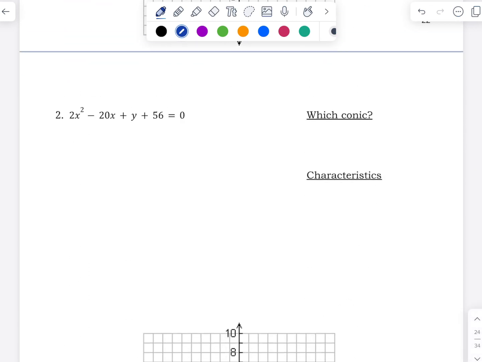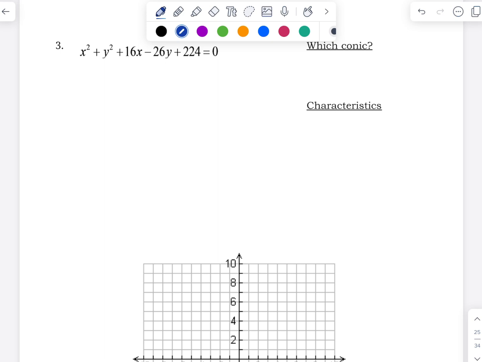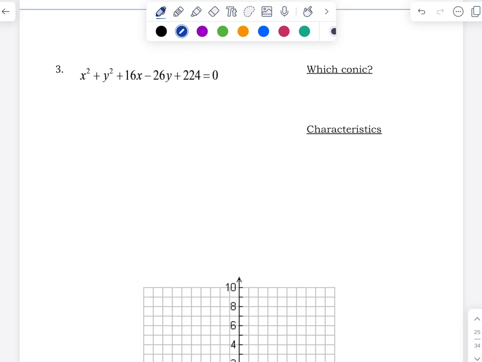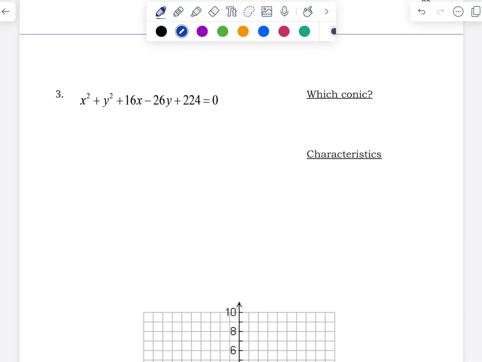And we're going to skip number 2, and we're going to go to number 3, okay? And the reason why we're going to do that is because now we're looking at a different shape. So at this point, I'm looking at it, and we have 2 quantities squared. So here's what I can tell you. Not a parabola. So parabola out. And then because we have this positive sign, it is not a hyperbola. So the hyperbola also out.